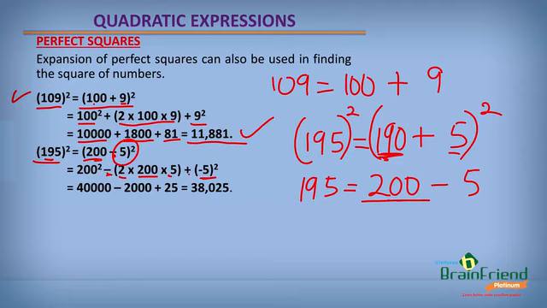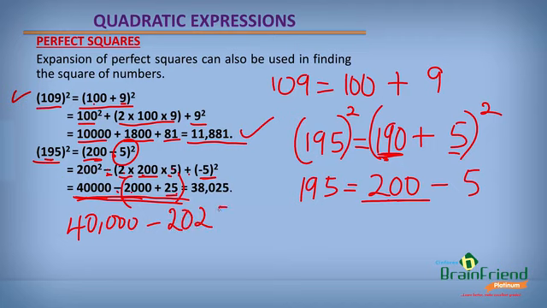So the square of 200 is 40,000. If we do this multiplication here, 2 times 200 times 5, this gives us 2,000. We bring down our negative sign, which is here. And minus 5 times minus 5 gives 25. And once we do this summation here, by doing the addition, that's 40,000 minus 2,000 plus 25.